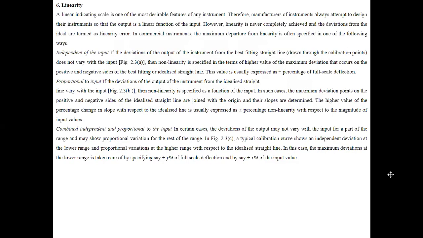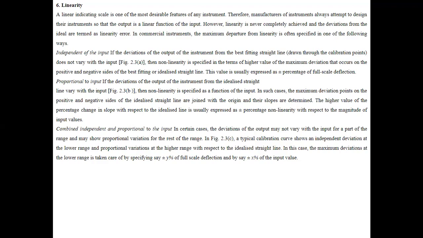Next is linearity. A linear indicating scale is one of the most desirable features of any instrument. Therefore, manufacturers of instruments always attempt to design their instruments so that the output is a linear function of the input. However, linearity is never completely achieved and the deviations from the ideal are termed as linearity error. In commercial instruments, the maximum departure from linearity is often specified in one of the following ways.